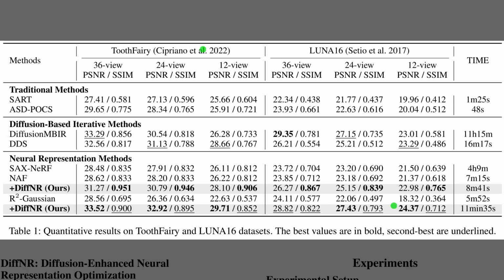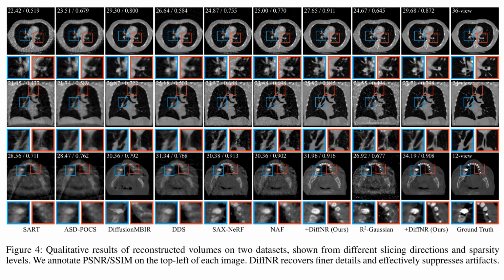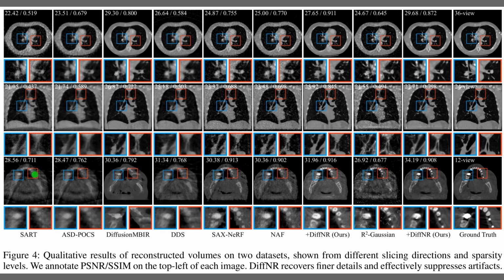Table 1 lays out the performance gains from that pipeline across dental and chest datasets. The bottom section highlights the main takeaway. Adding DiffNR to standard models dramatically improves image quality, boosting scores by several decibels. Crucially, the rightmost column shows that this strategy keeps processing times around 8 to 12 minutes. In contrast, other diffusion-based iterative methods can take over 11 hours per scan, making DiffNR vastly more practical for clinical use.